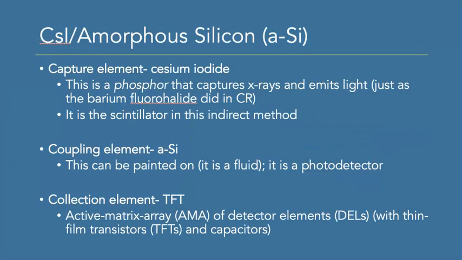So with this method, the capture element in this case is the cesium iodide. So this is a phosphor that captures X-rays and emits light as a response. And it is the scintillator in this indirect method. But now, for the coupling element, we have amorphous silicon. Amorphous is another way of saying that it can be painted on, so it's basically kind of a fluid. And it is a photodetector. Then the collection element is an active matrix array involving TFTs and detector elements.